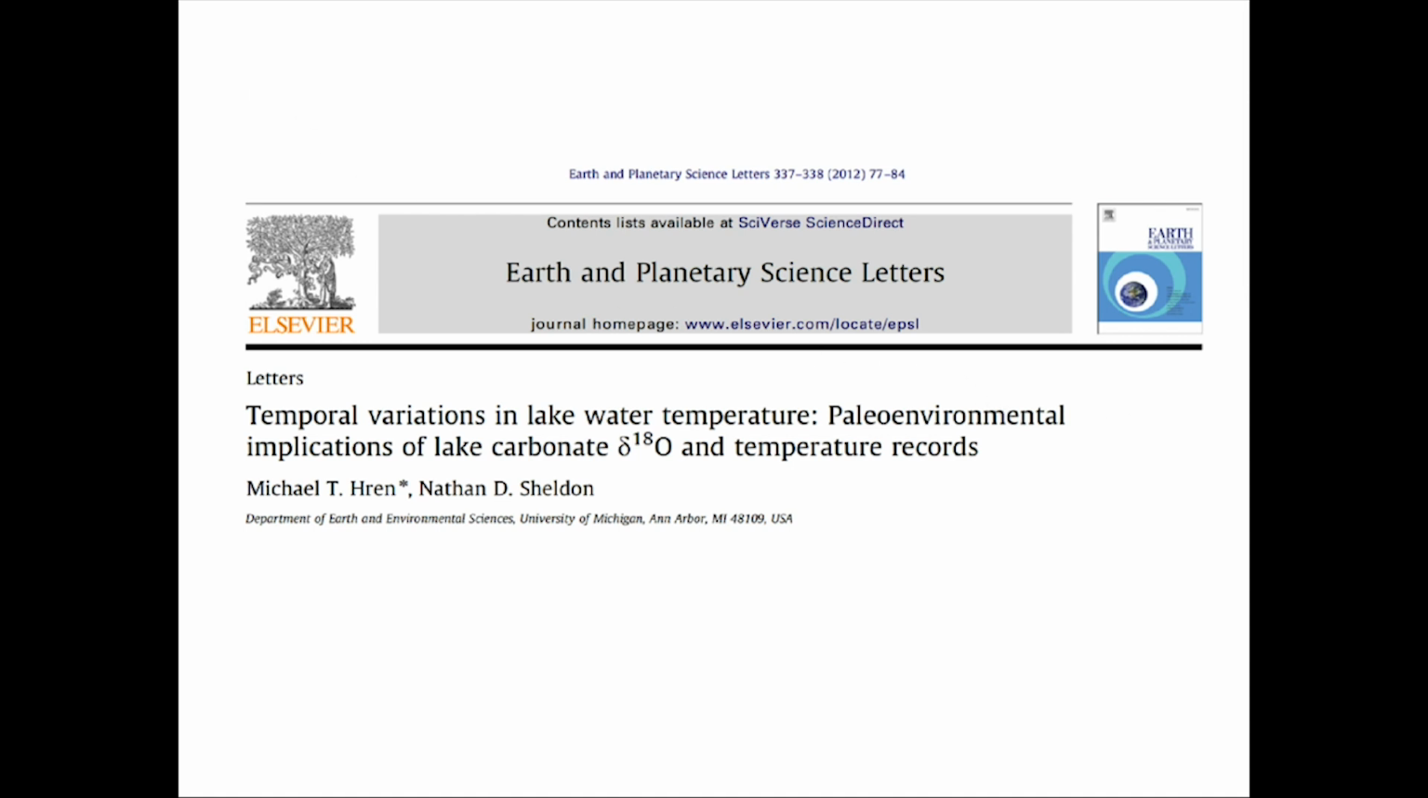Hi all! Today we will talk about the temporal variations in lake water temperature, paleoenvironmental implications of lake carbonate delta 18O, and temperature records. This paper was written by Michael T. Hren and Nathan D. Sheldon from the Department of Earth and Environmental Sciences, University of Michigan, Ann Arbor, and it was published in 2012 in the journal Earth and Planetary Science Letters.